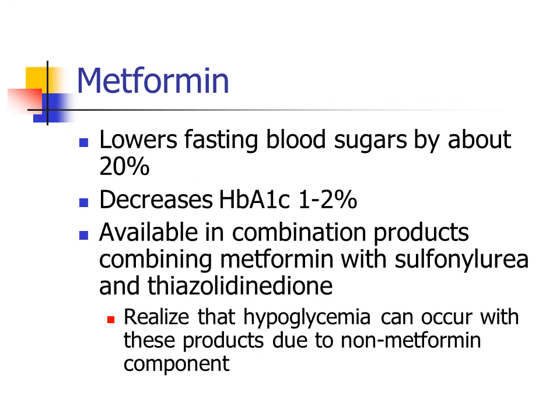Metformin on average lowers fasting blood sugars by about 20% and decreases the A1C by about 1 to 2%, so similar to the sulfonylureas in its effect on A1C. It is available in combination products, combining metformin with a sulfonylurea and a TZD. Now, when you put these agents in combination with metformin, even though earlier I said metformin doesn't cause hypoglycemia, when you combine it in a single therapy with an agent that can cause hypoglycemia, it's obviously something that you still need to monitor for, as the hypoglycemia can be due to the non-metformin component.